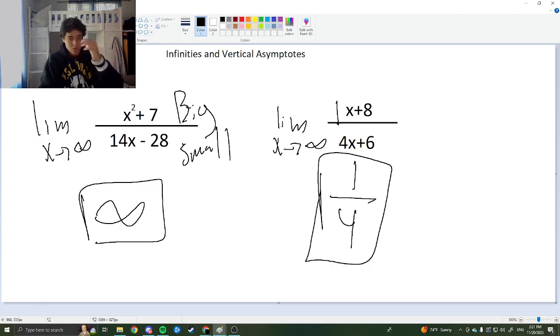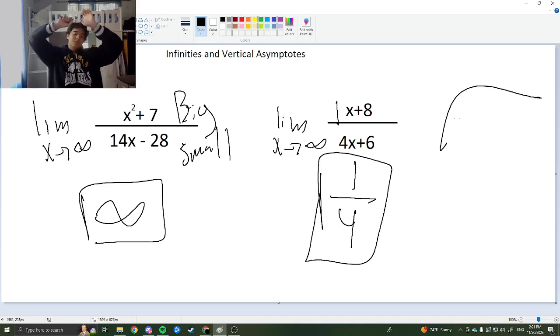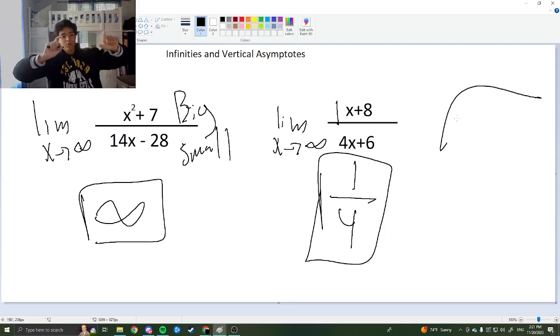Because the horizontal asymptote is at 1/4, right? It's never going to pass that. So as x approaches infinity, your y is going to approach 1/4. It's never going to pass it. It's just going to level out where it is. Yeah. So the degrees, I think that's what it's called. If the degrees are the same on your x's, then you look at the coefficients. And if the degrees are different, like in our first one, then if it's big over small, it's infinity. If it's small over big, it's 0.